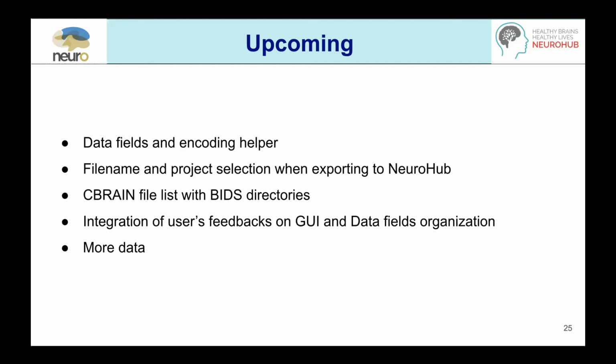There's features available within the CBrain API to store a file name in a specific project with a specific file name. This is yet to be implemented.